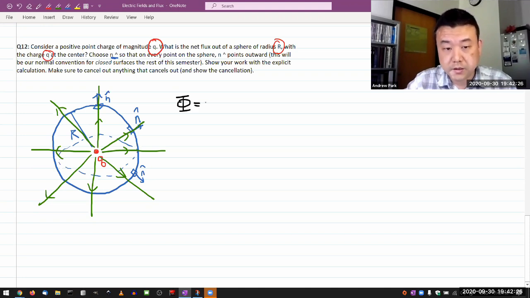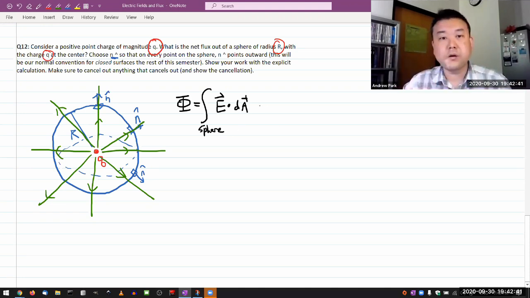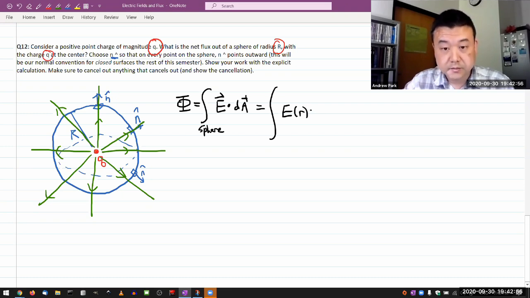The electric flux here is the integral of E dot dA over the surface of the sphere. Which means, let me handle two parts separately, the magnitudes and the directions. The magnitudes will be the magnitude of the electric field as a function of distance, and the area element dA, that's something I'm going to have to work out.